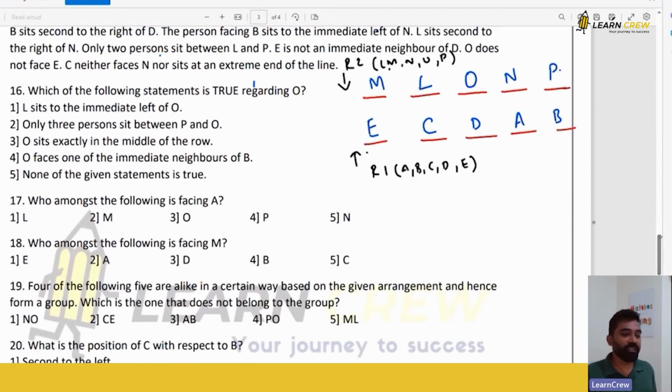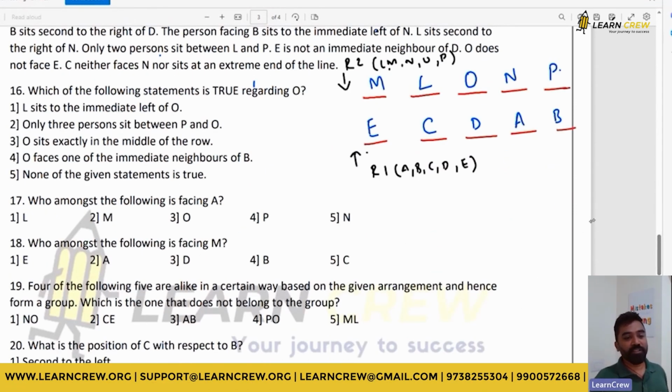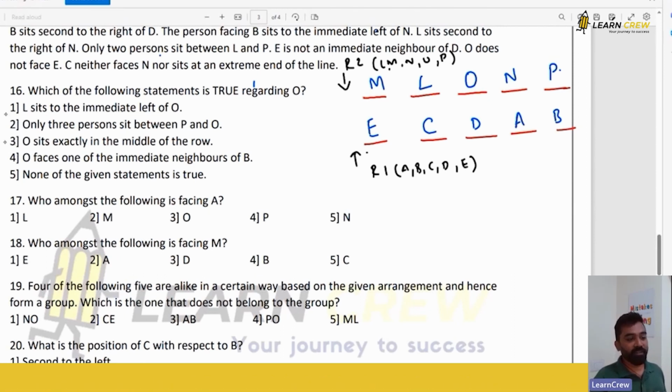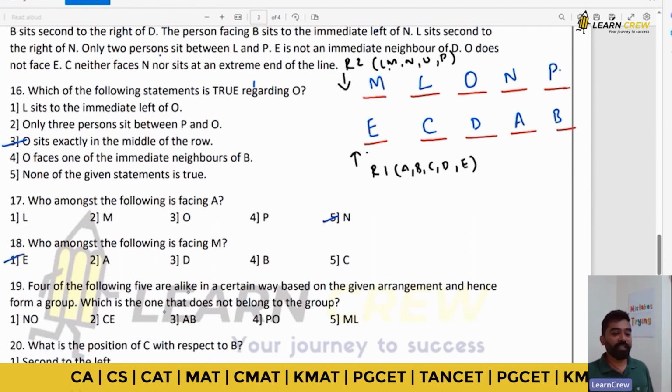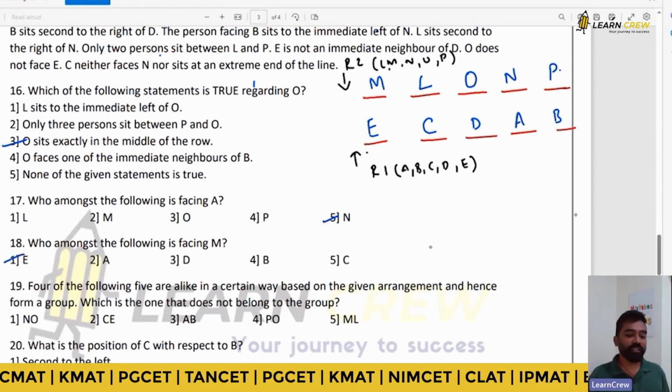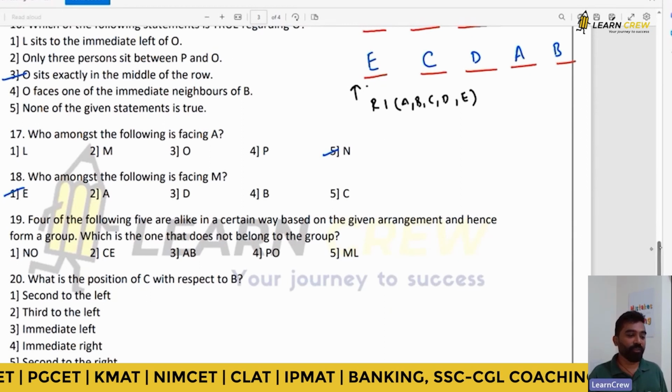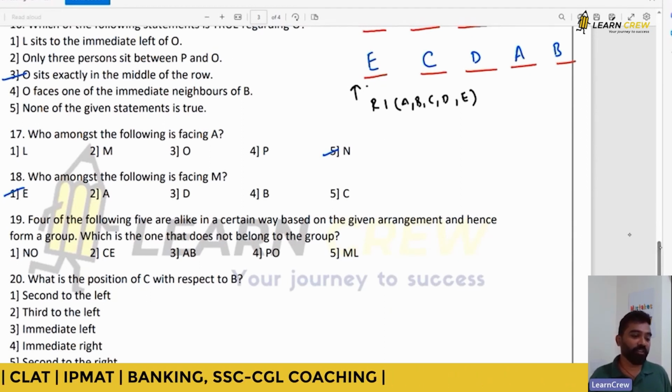Fine. Okay, 16th one. Which of the following statements are true regarding O? O sits exactly in the middle of the row. Okay. Who among the following is facing A? And who among the following is facing M? Four of the following 5 are alike in a certain way based on the given arrangement and hence form a group. Which is the one that does not belong to the group?